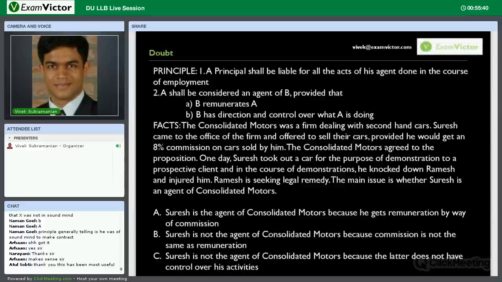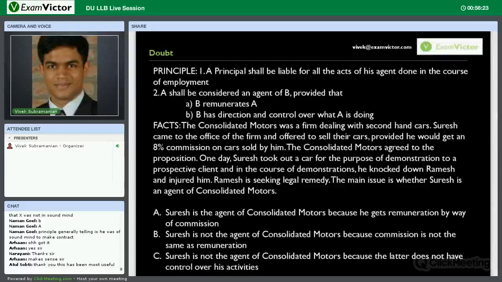The Consolidated Motors was a firm dealing with second-hand cars. Suresh came to the office of the firm and offered to sell their cars, provided he would get an 8% commission on cars sold by him. The Consolidated Motors agreed to the proposition. One day, Suresh took out a car for the purpose of demonstration to a prospective client, and in the course of demonstration, which means in the course of employment, he knocked down Ramesh and injured him. Ramesh is seeking legal remedy. The main issue is whether Suresh is an agent of Consolidated Motors.